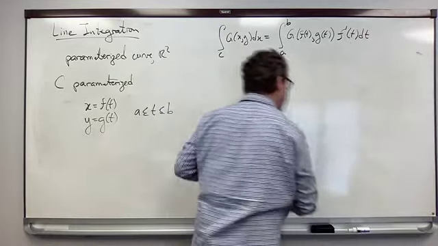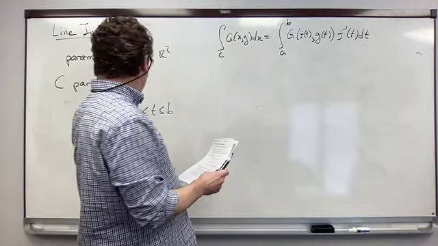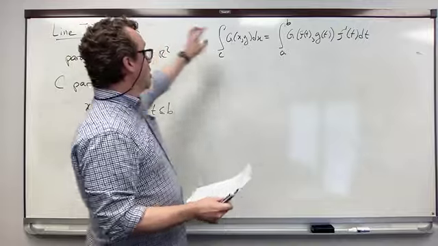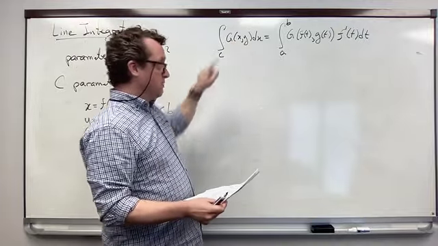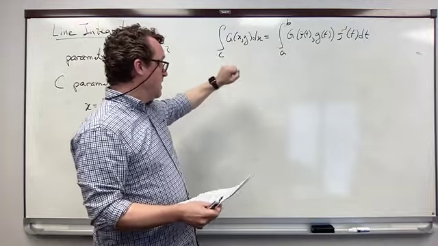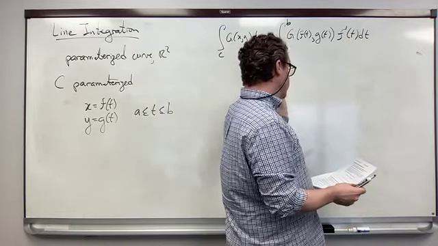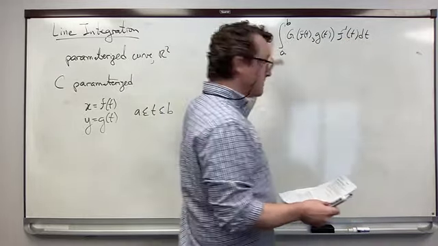Now notice how everything is known there, right? I'm going to know the function of f, I'm going to know the function of g as x and y, so I can put f of t and g of t in there. Then I'm going to replace this dx by the derivative of f with respect to t, put that in here. And then we just have an integral over t.